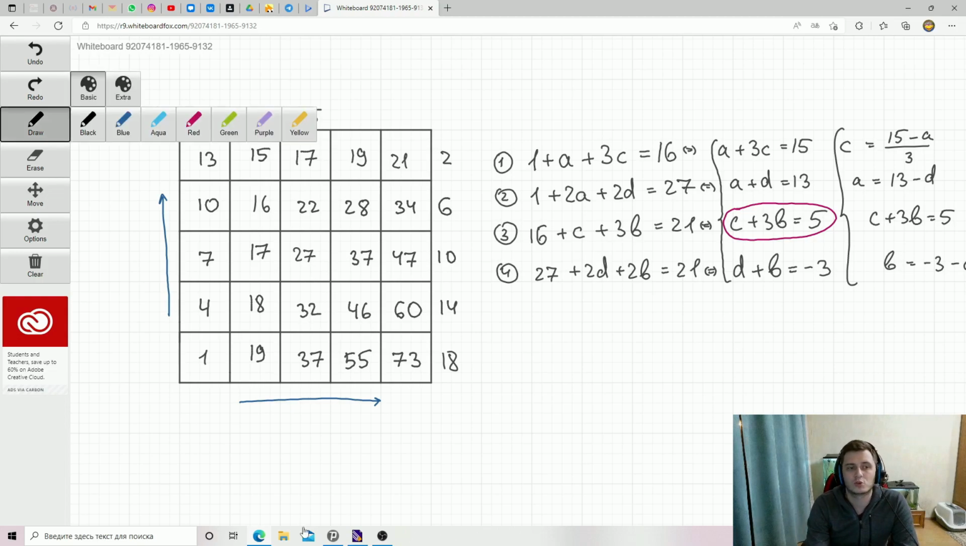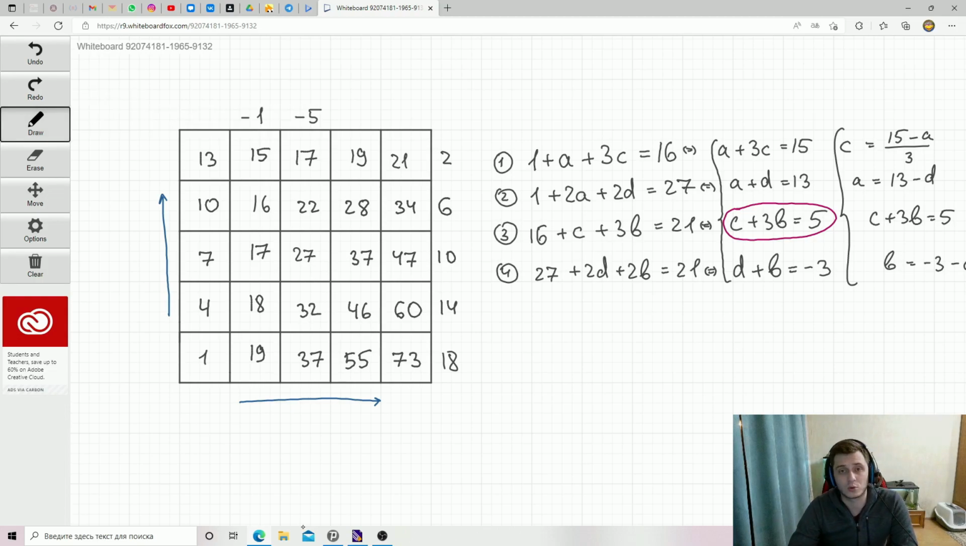Well, we can also immediately carry out, so to speak, a control check on the columns. We see that in the first column, when moving from bottom to top, each next square is 3 more than the previous one. 1 plus 3, 4, 4 plus 3, 7, 7 plus 3, 10, 10 plus 3, 13, that is, there is a difference of 3. Everything fits. Next. The fourth column.